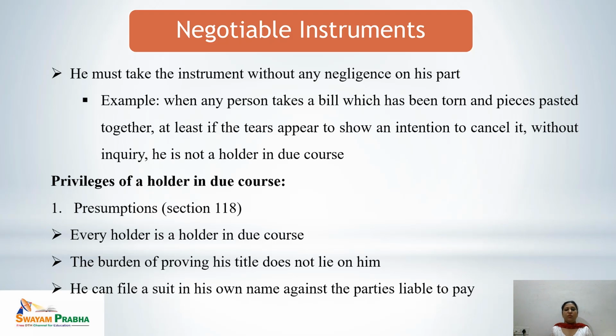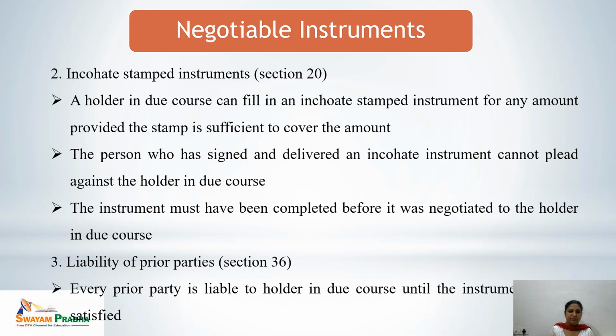The burden of proving his title does not lie on him. That means the person who is a holder in due course need not prove that he has taken the negotiable instrument in good faith and without having any knowledge about the defective title of the instrument or other things. So a qualified holder in due course can file a suit in his own name in case the other parties default in paying for the instrument.